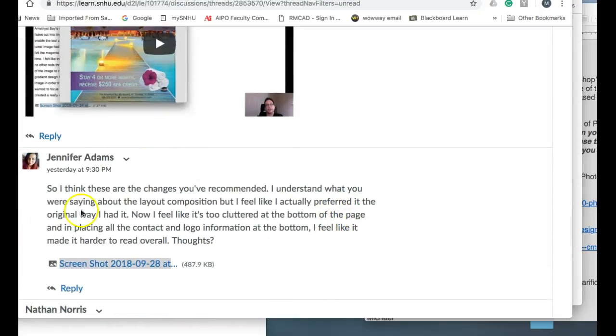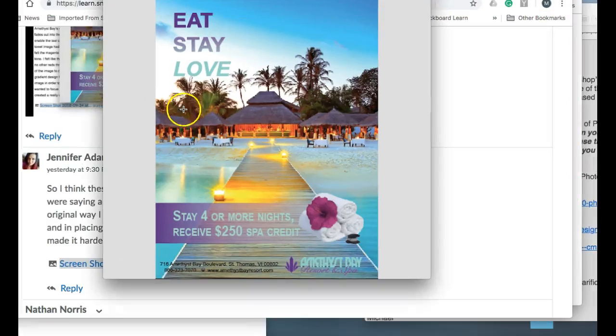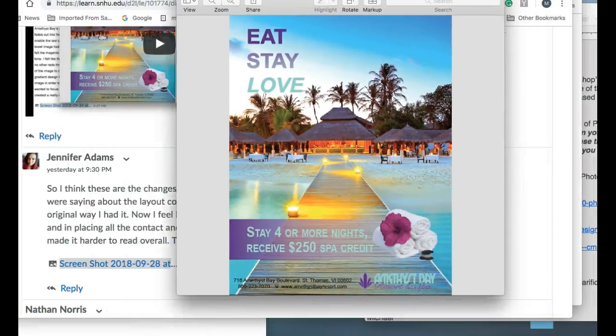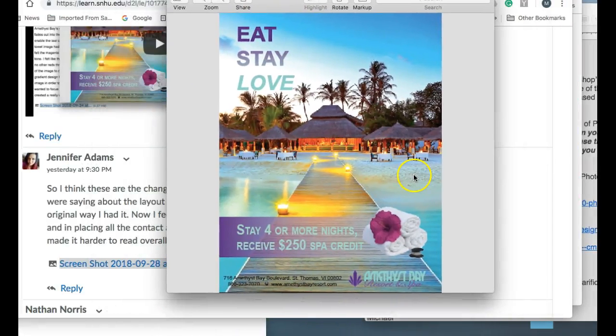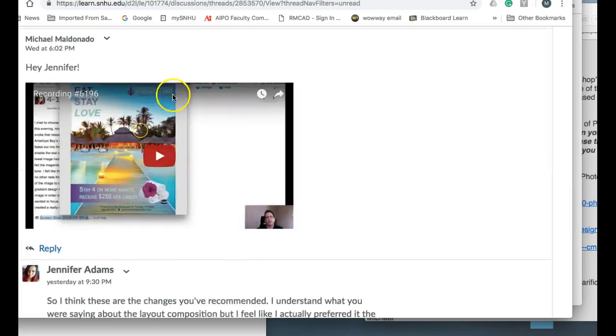Okay, so I was reading this. It sounds like you're a little concerned about the layout, and that's okay. Let me describe these changes, and let me just give you an idea of why it's a better layout like this. Okay, so in your original layout, you've got the logo up here.